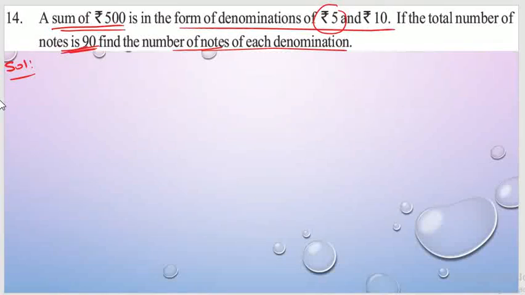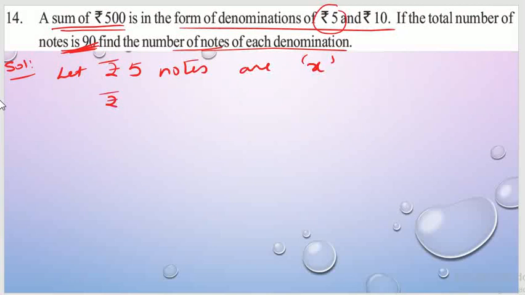Now, since there are totally 90 notes, here what I am going to consider is, let the number of 5 rupee notes be X. Then automatically the 10 rupee notes are, since totally there are 90 notes, if I remove these X notes, then the remaining notes are 10 rupee notes, right?